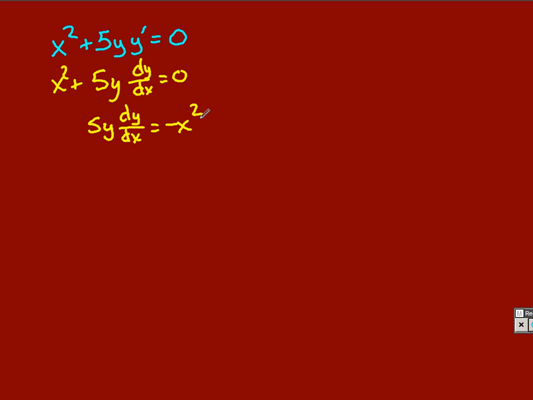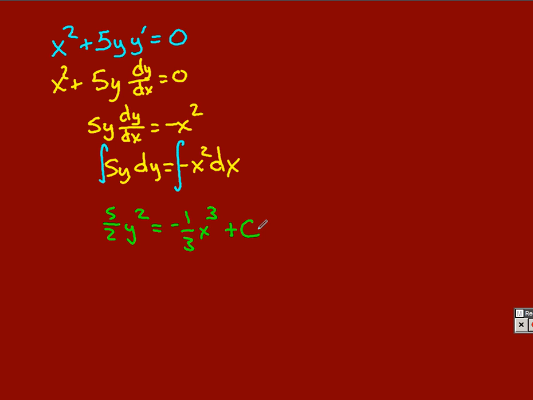From here, I have y and dy together. I need to get the dx out of there. You multiply both sides by dx. So I have negative x squared dx. Now I have my y's and dy's together, my x's and dx's together, so now I can take my integral of both sides. When I do that, the integral of 5y is going to be 5/2 y squared. And over here I'll have negative 1/3 x cubed, and then plus c at the end.